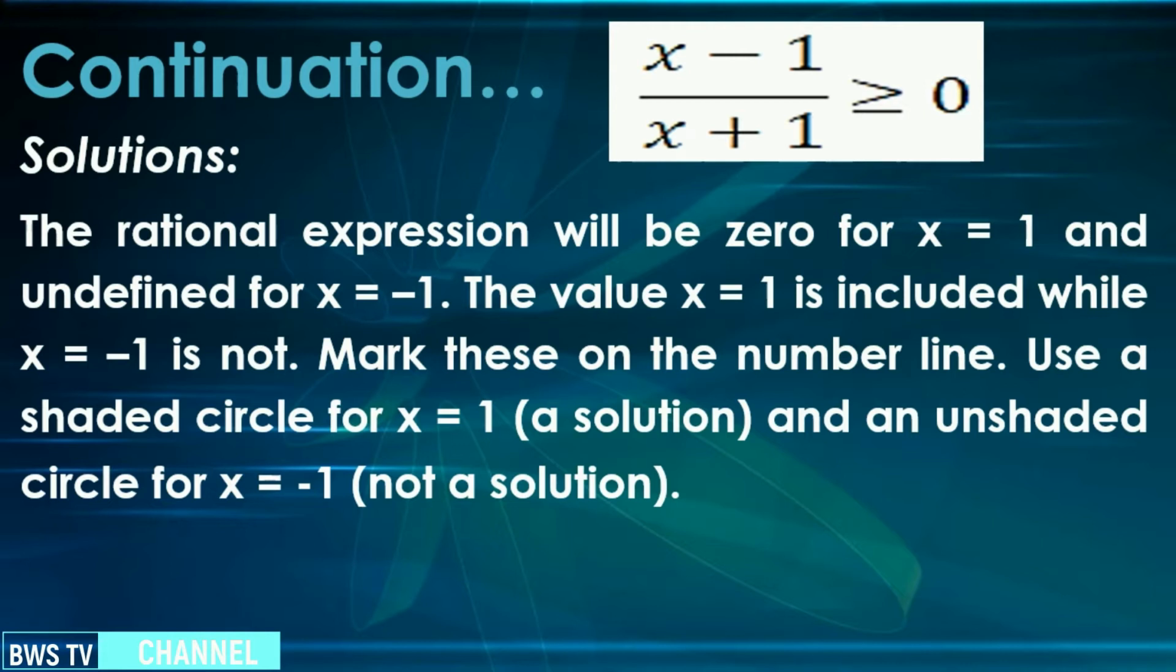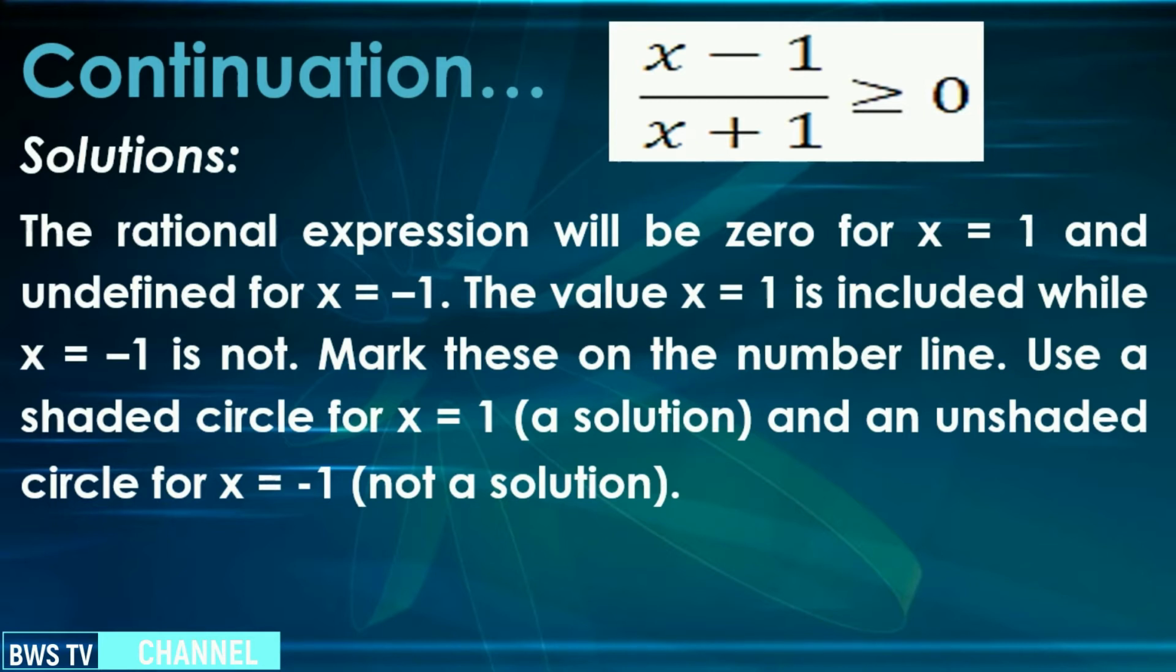Okay. Now, 0, because if you substitute 1, 1 minus 1 is 0, and then 1 plus 1 is 2. 0 divided by 2 is 0. And undefined for x is equal to negative 1, because negative 1 minus 1 is negative 2, and then negative 1 plus 1 is 0. Negative 2 divided by 0 is undefined. It's a no-no. So the value of x is equal to 1 is included because it's not undefined, while x is equal to negative 1 is not included in the number line.